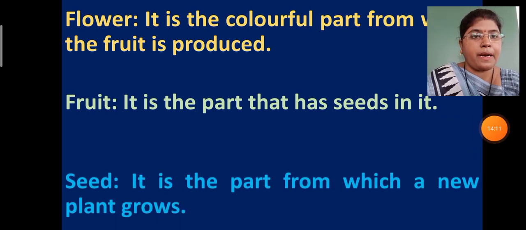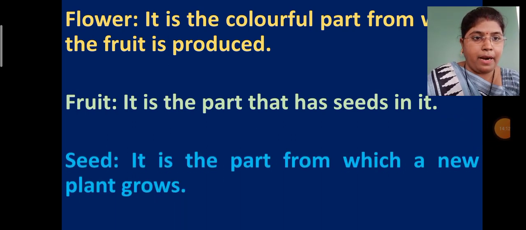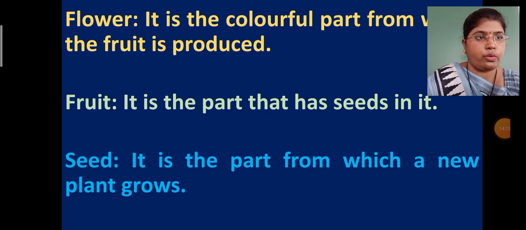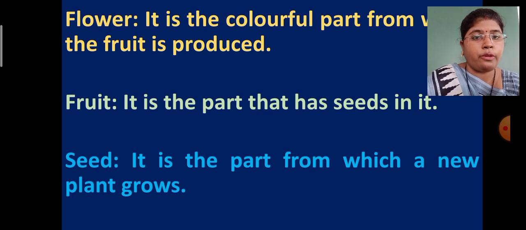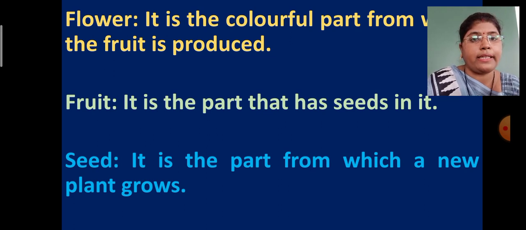The next part is seed. It is the part from which a new plant grows. If you grow the seed in the soil, and then if you water it, after a few days a baby sapling, a new plant grows, okay. So these are the different parts of plants.